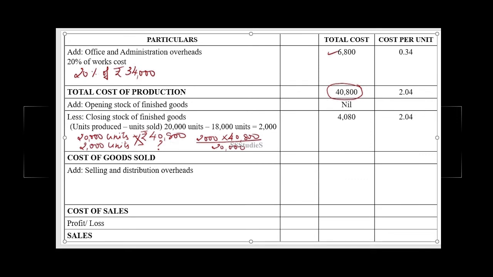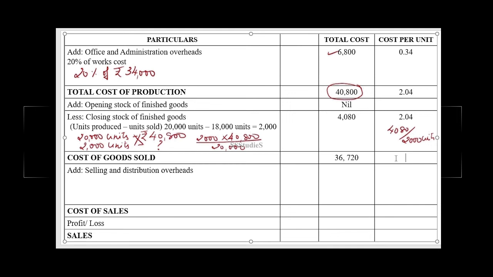So how do we get this 2.04? Per unit cost: 4,080 divided by, don't take the number of units produced because this is closing stock. The number of units in the closing stock is 2,000 units. So we get 4,080 divided by 2,000, that is 2.04. So how much is the cost of goods sold? 40,800 minus 4,080, that comes to 36,720.